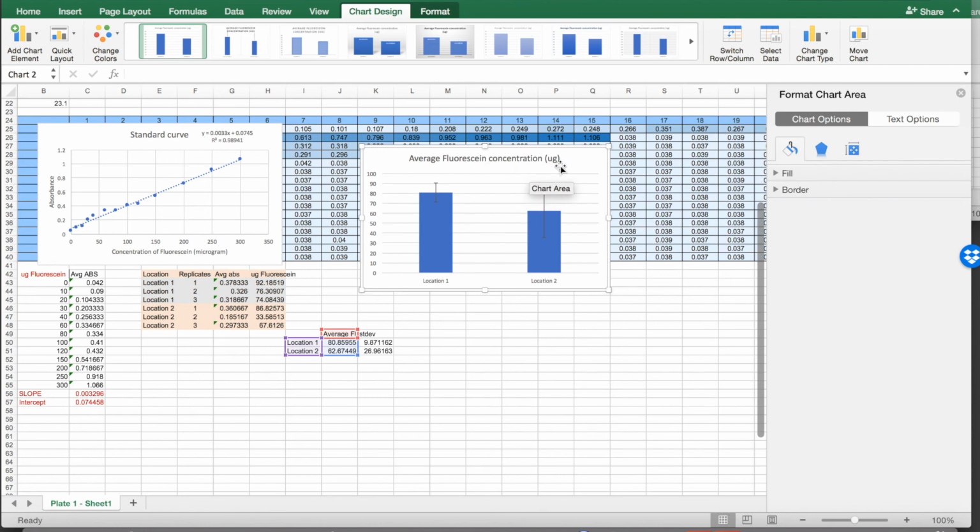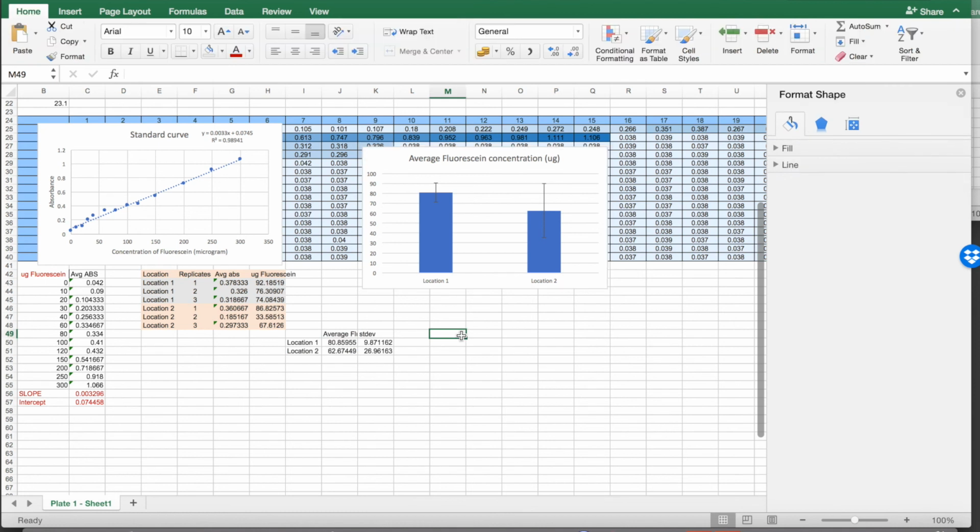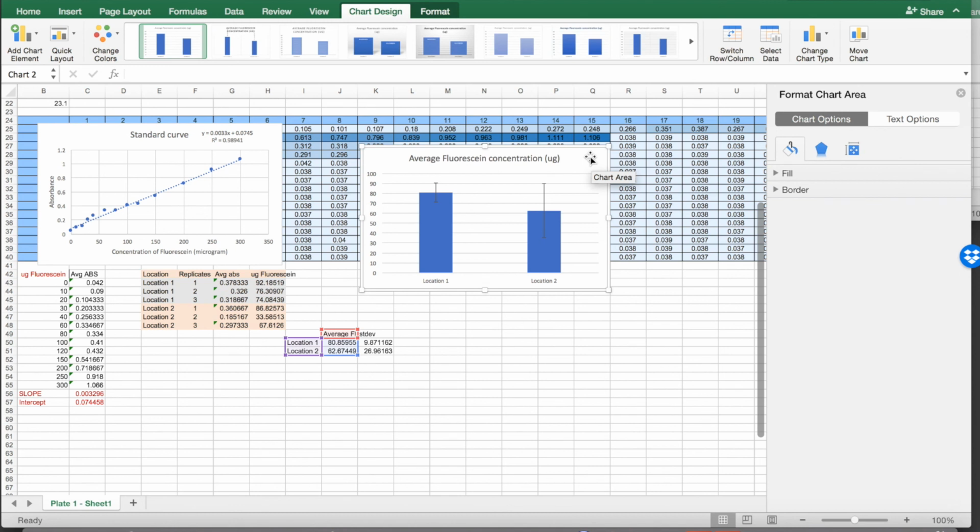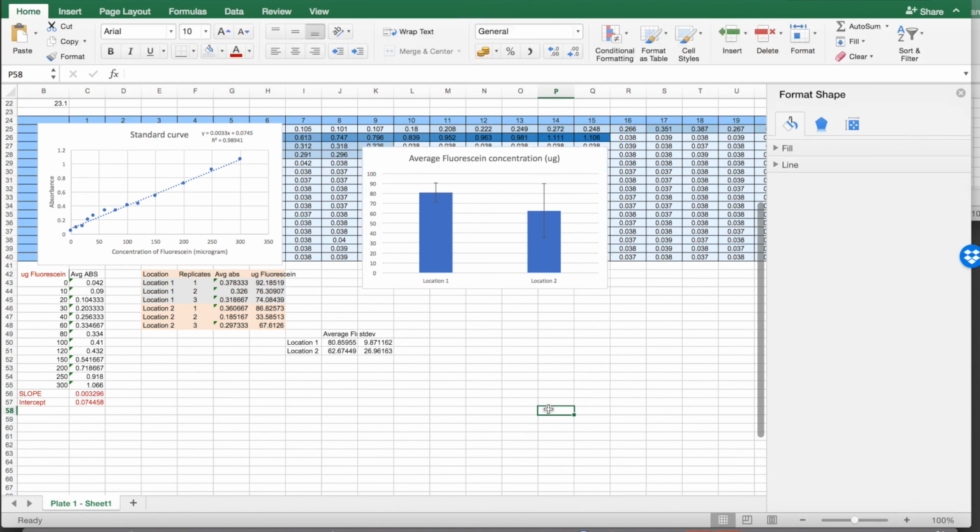If we just show the micrograms of fluorescein concentration, which was released during the enzymatic activities in the soil, we go from there. Okay, so put this graph on your lab report, along with the soil respiration. So we're done in terms of Excel calculations.